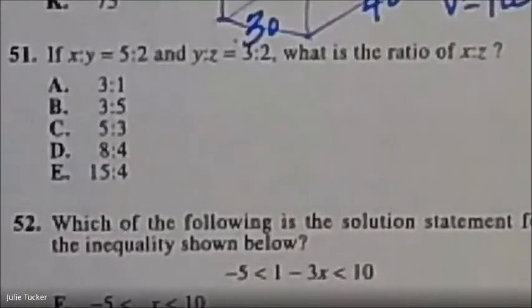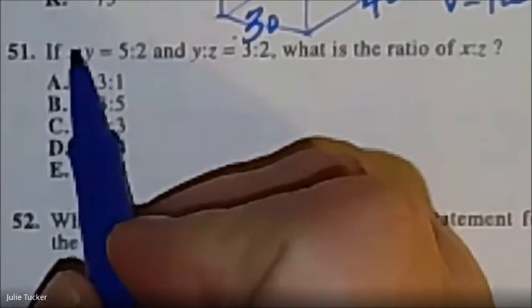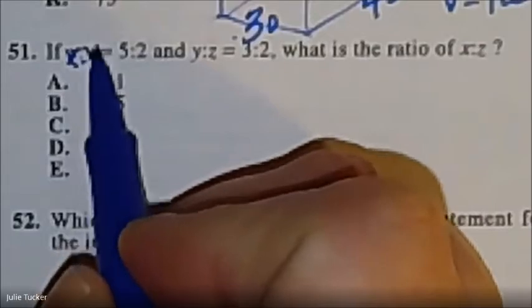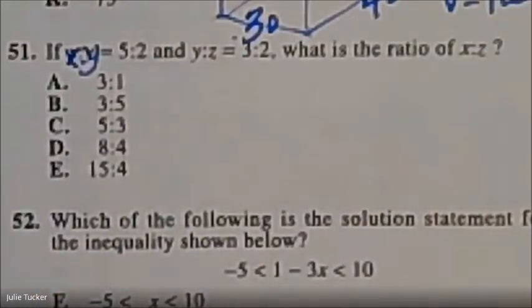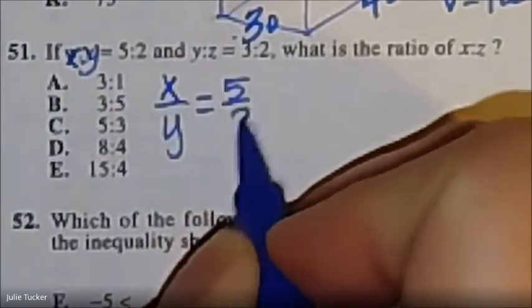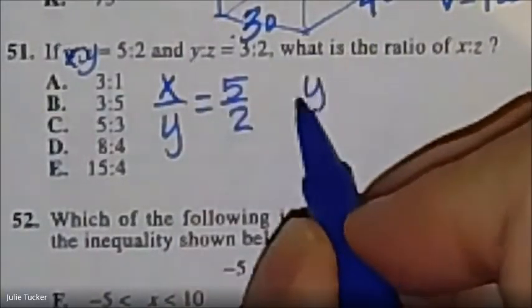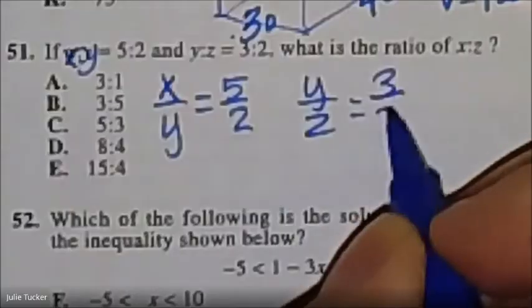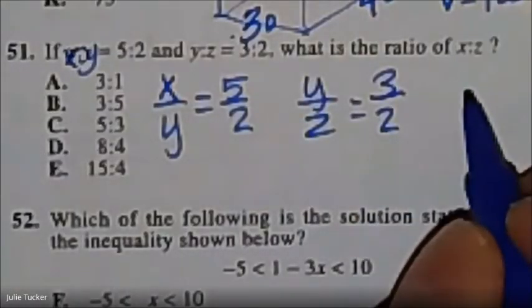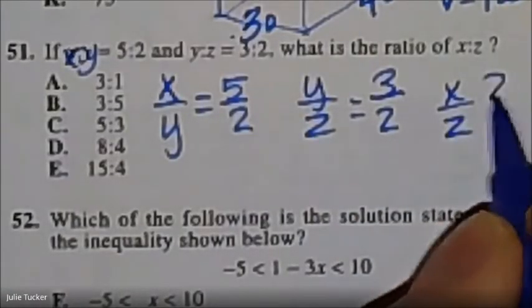If x to y is 5 to 2. Do you see this? It says x dot dot y. That means the ratio of x to y is 5 to 2. So they're basically saying this. And then the ratio of y to z is 3 over 2. What is the ratio of x to z?